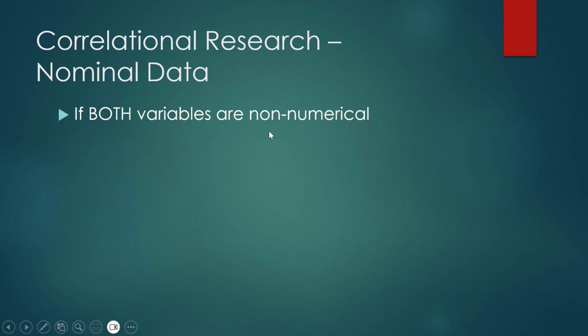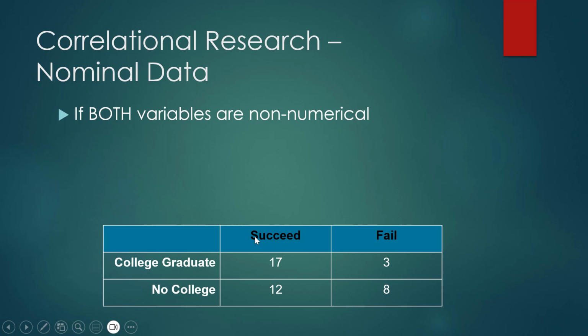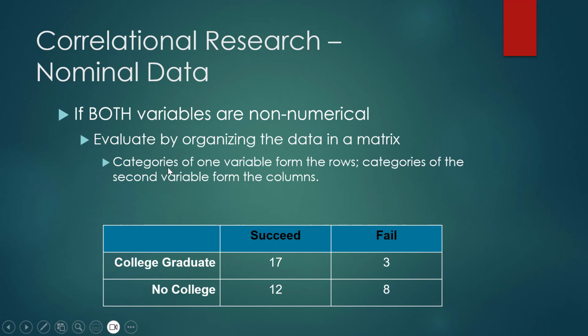Now, if both variables are non-numerical, such as success rate, succeed and fail, or college graduate and no college graduate, so there are no actual numbers, it's just a yes or no type of thing, you would evaluate by organizing the data in a matrix. Categories of one variable form the rows, and categories of the other variable form the columns. And you apply the chi-squared test. So hopefully you're seeing that if you have a nominal or ordinal level of measurement, you're not going to be doing an ANOVA or a t-test.